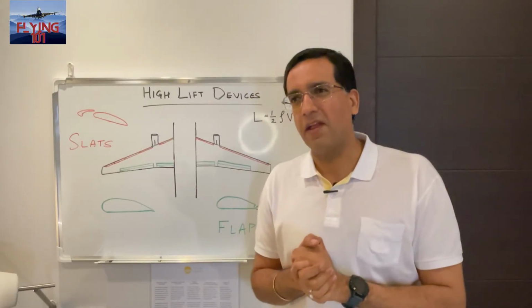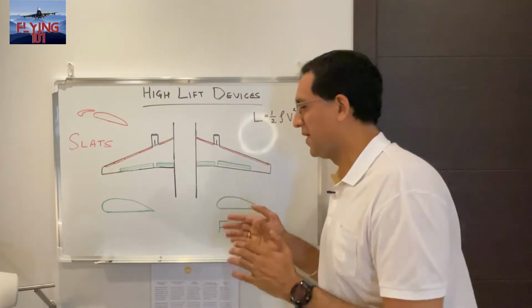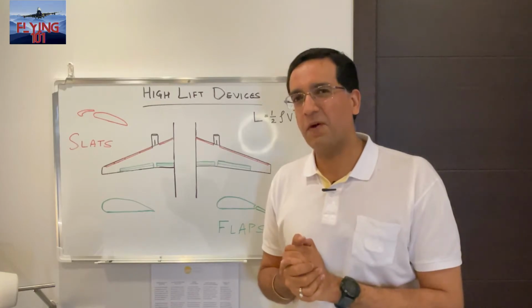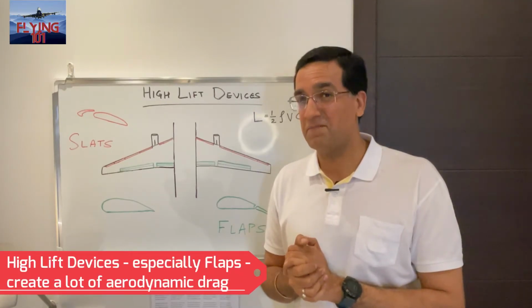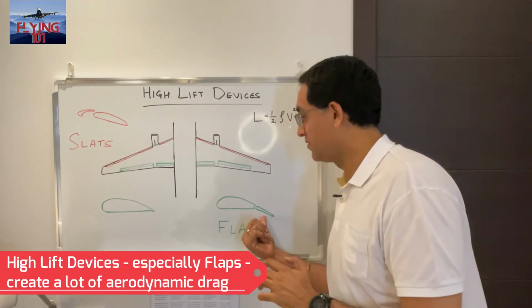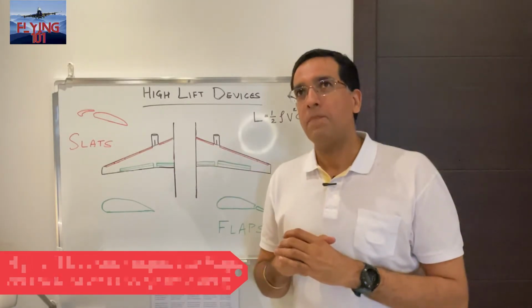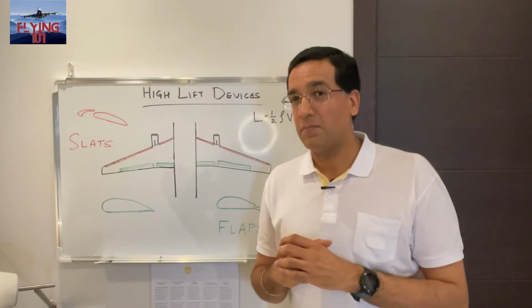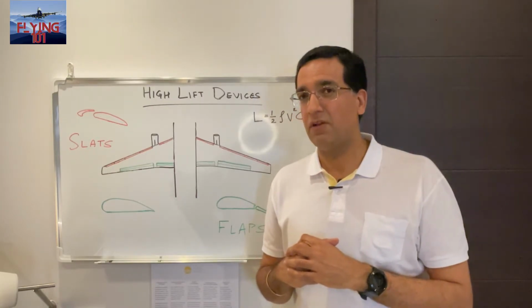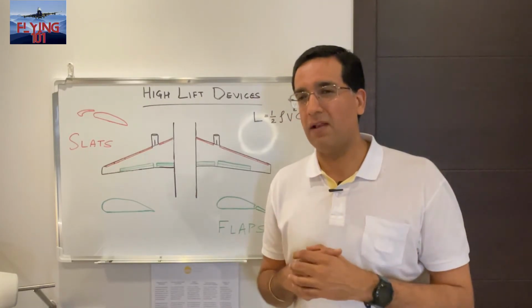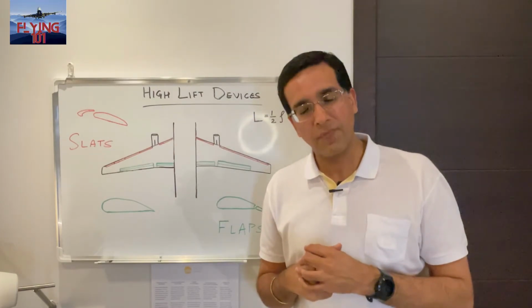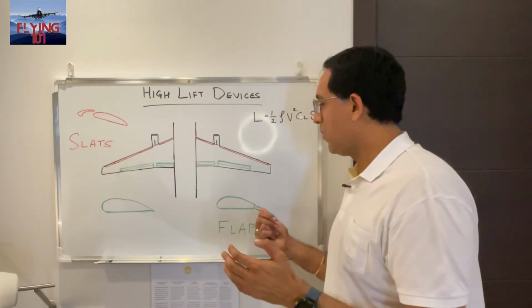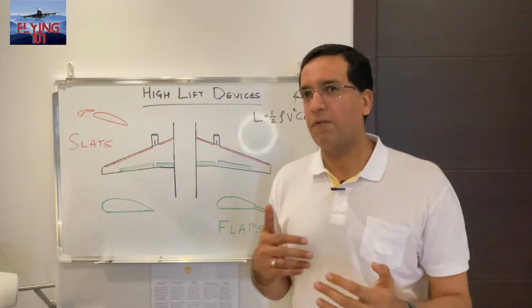Now, in case you're wondering, why don't aircraft just fly with the flaps extended? It's because it does create a lot of drag. Once these surfaces are extended, it creates a lot of drag, and therefore the plane becomes quite inefficient in terms of its fuel consumption and performance. And so these are only employed typically whilst takeoff and landing.